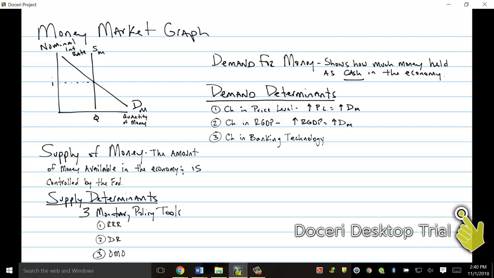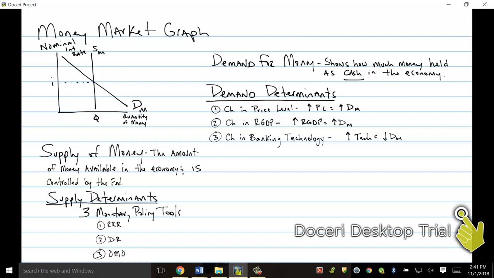Last, changes in banking technology. Banking technology actually allows us to spend our money without needing to hold on to it. So when we have an increase in new banking technology, like new payment methods, like maybe PayPal, Venmo, using ATMs or using debit cards, that increase in banking technology actually is going to make it so we hold less money as cash and decreases the demand for money. So those are the three main causes or factors that would shift your demand curve in the economy.